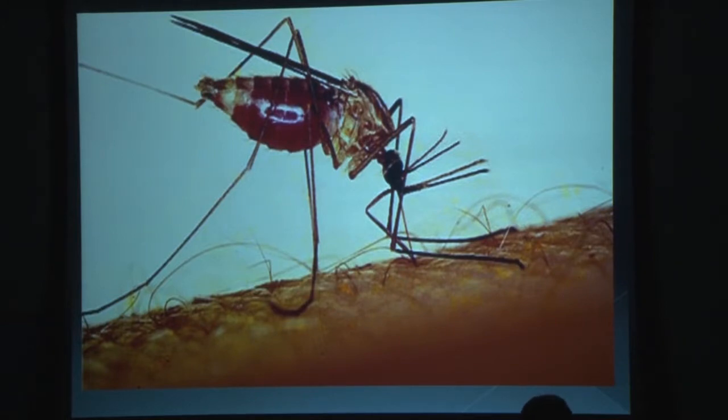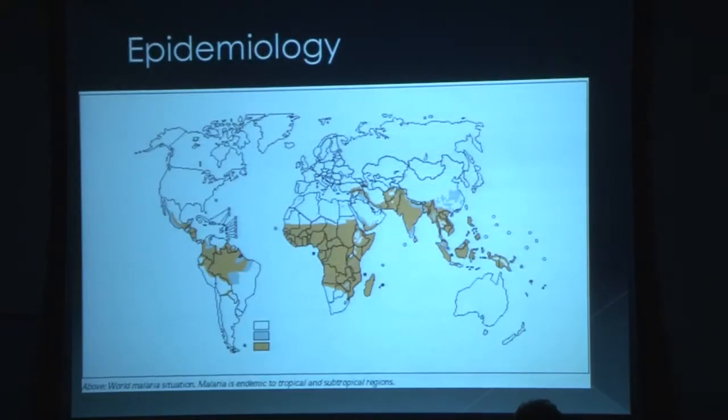So, you know what I'm talking about. She's got to give a blood meal to the larvae that are developing, so female mosquitoes will bite. As far as malaria goes, this is what it looks like worldwide. It's in the tropical regions all over the world, and that's where most of the population on this planet lives.